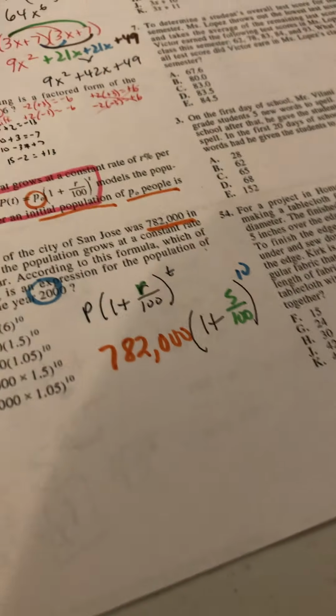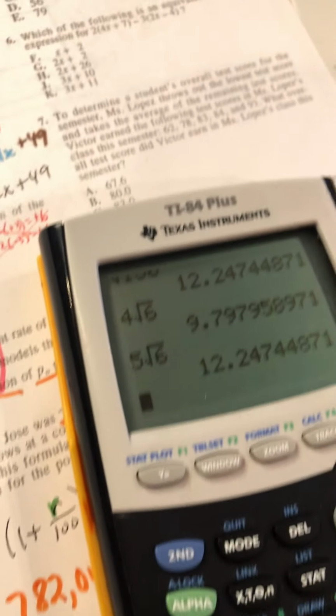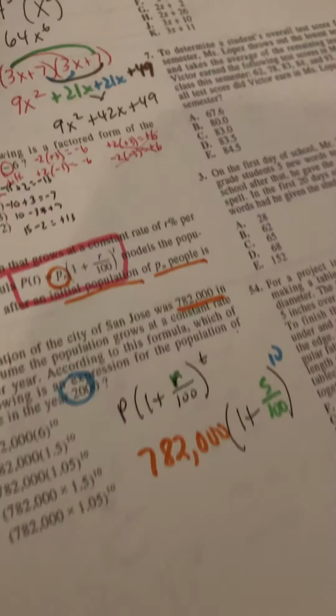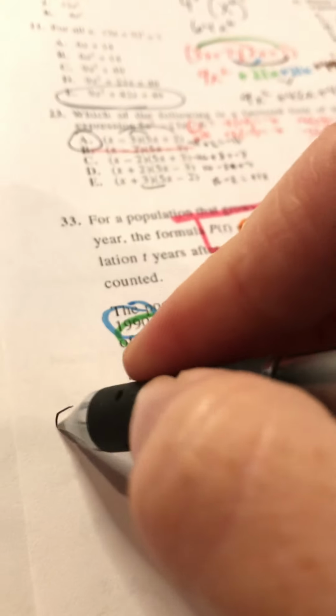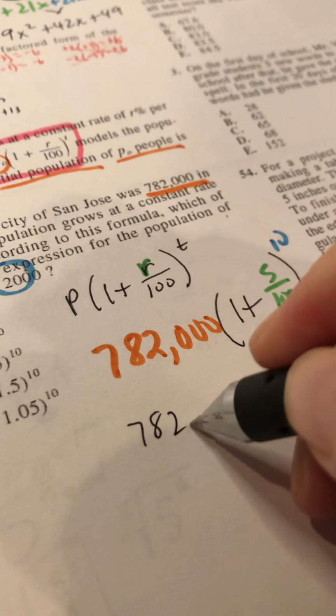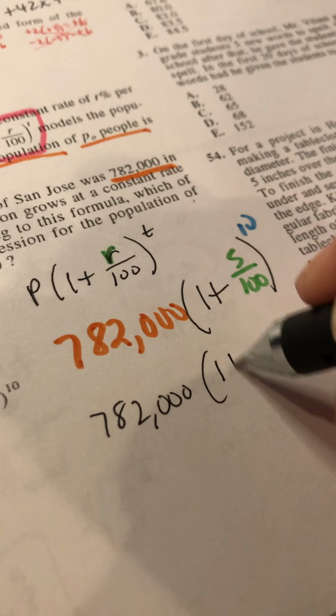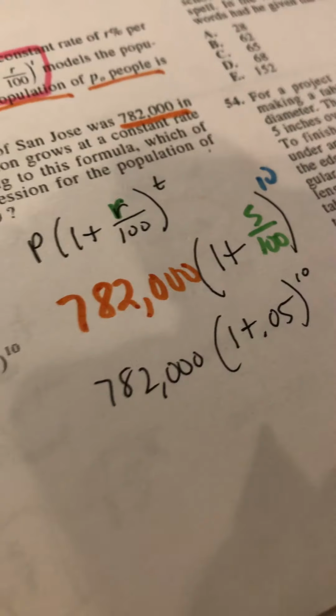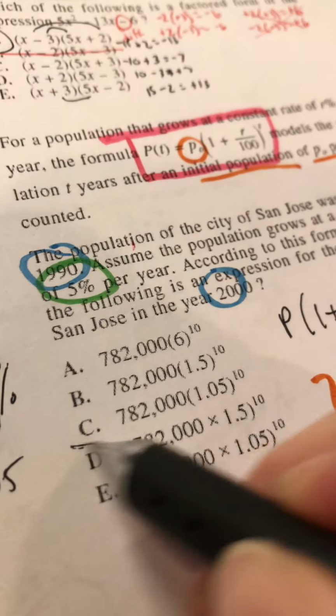Okay. So if you remember, 5 divided by 100 is 0.05. And if you remember in our first lesson, we said 5% is the same as 0.05. So really, it's like they did that work for you, 0.05, but they don't have that. You have to actually add this, and so that's why my answer is C.